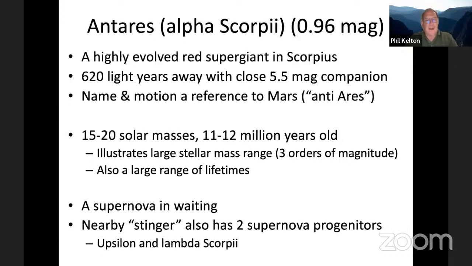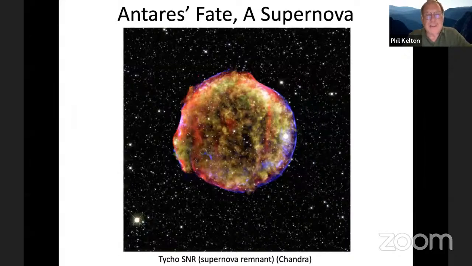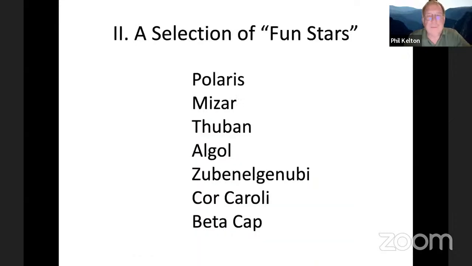And that's in astronomical terms, it will go supernova fairly soon. There are also other supernova progenitors in the stinger of Scorpion. This is a nice image from Chandra of a supernova, Tycho supernova, and that's kind of an illustration of what Antares may look like someday.